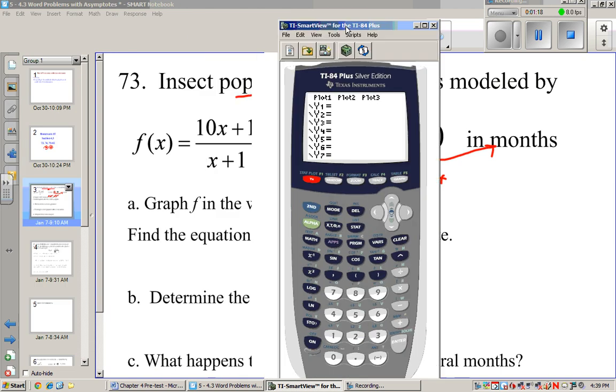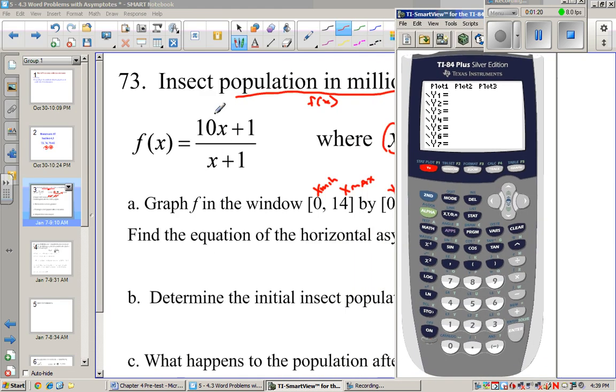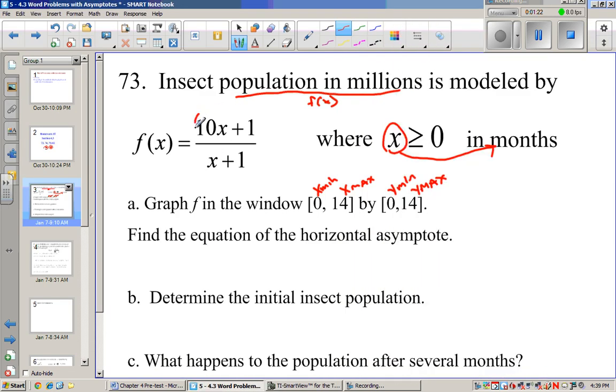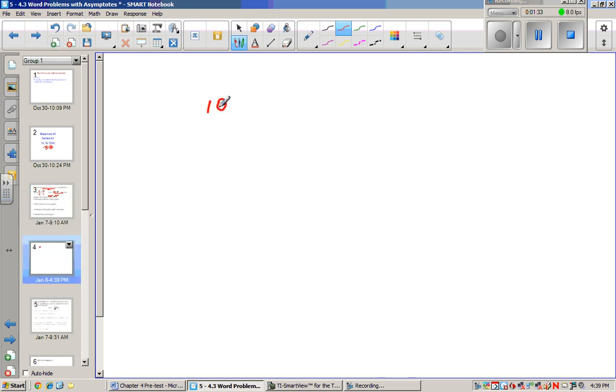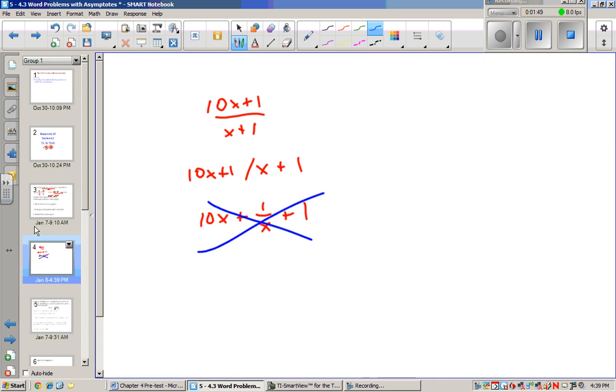I'll bring this over so I can see the equation. The first thing we need to note is that we need to think of having parentheses around the top and the bottom so that we divide the entire numerator by the entire denominator. This is important because if I enter 10x plus 1 over x plus 1 like this, my calculator thinks I'm doing this, and that is not what we want. So we need to make sure we use parentheses.